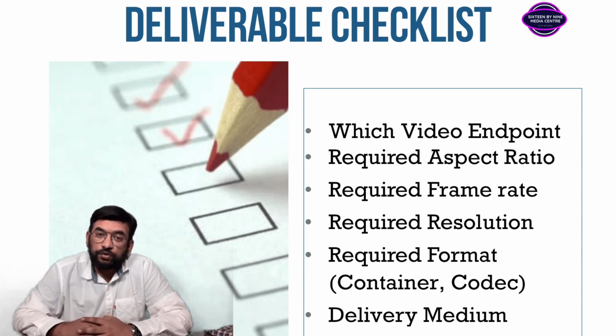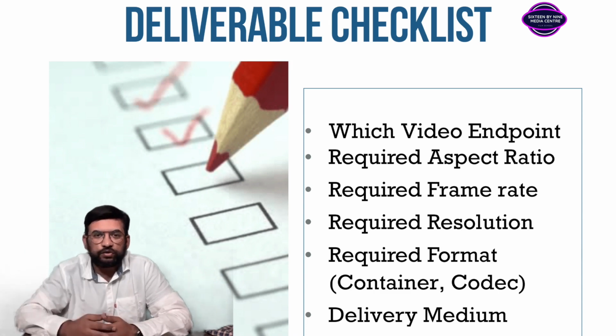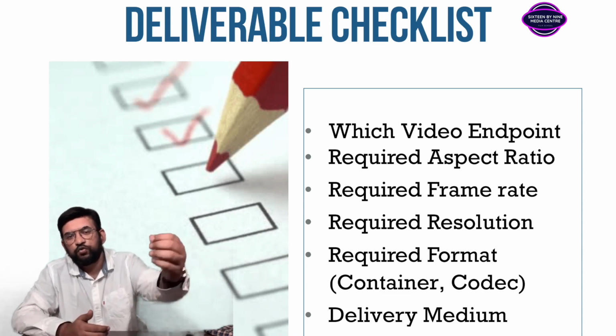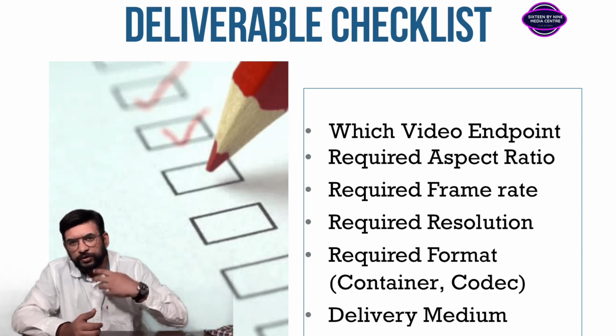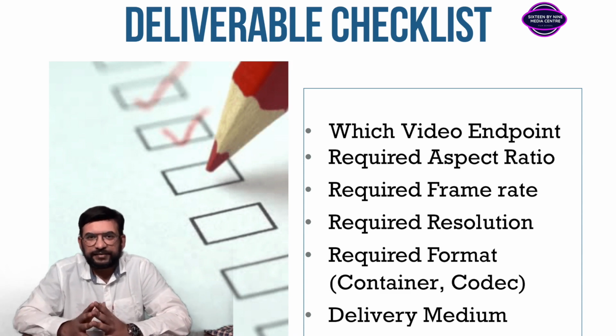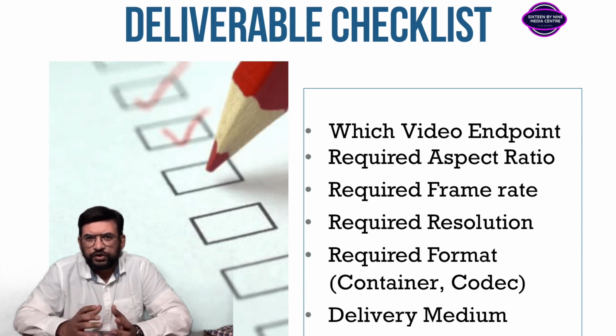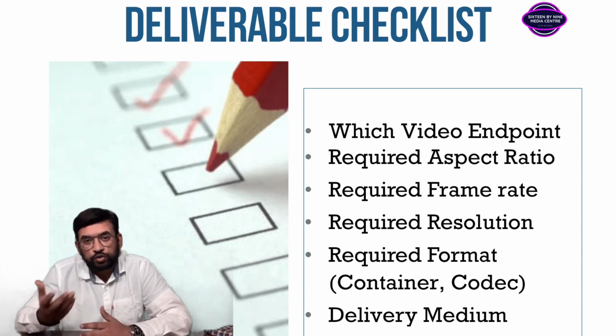And finally, you need to ask the client about the delivery medium. How do you need the delivery? Do you want me to send it over the internet? Do you want me to deliver on a pen drive? Do you want me to deliver on a disk? Do you want me to deliver on a hard drive? Do you want me to deliver on a tape? Yes, tapes also exist. Magnetic tapes are still there, mostly used for archival and deliveries. We do not use them to play back or shoot nowadays.